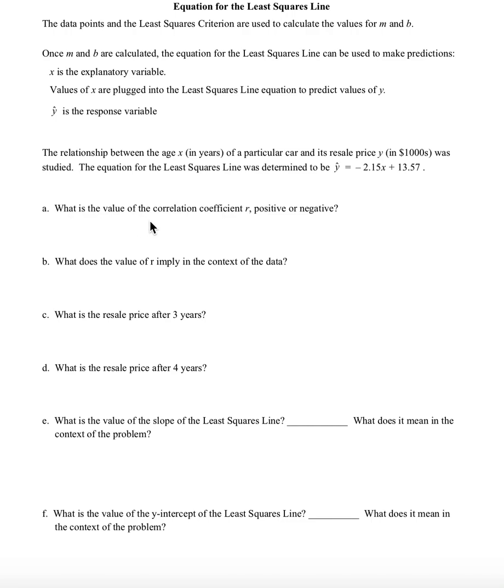So this first one says, what is the value of the correlation coefficient R? Would it be positive or negative? Well, if you remember from the past, R values are positive when the slope is positive, and they're negative when the slope is negative. So R is negative, because the slope, M, is negative.